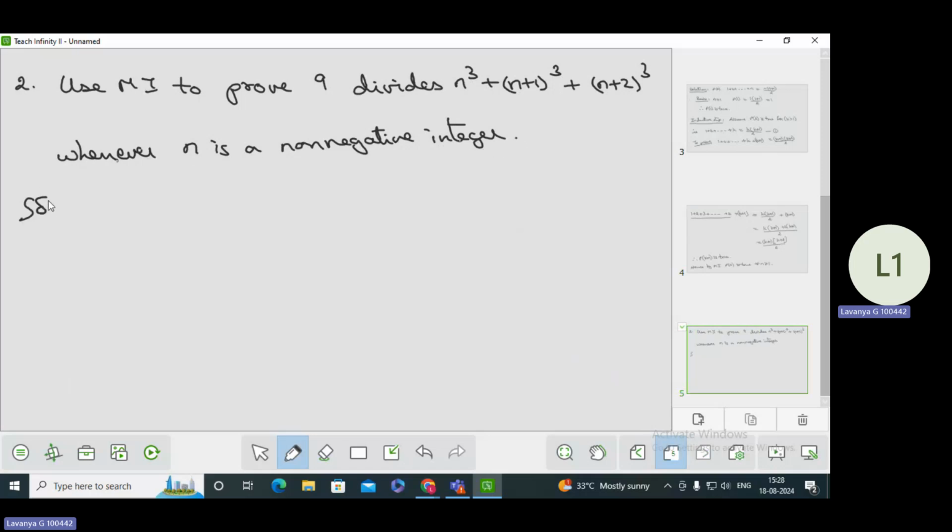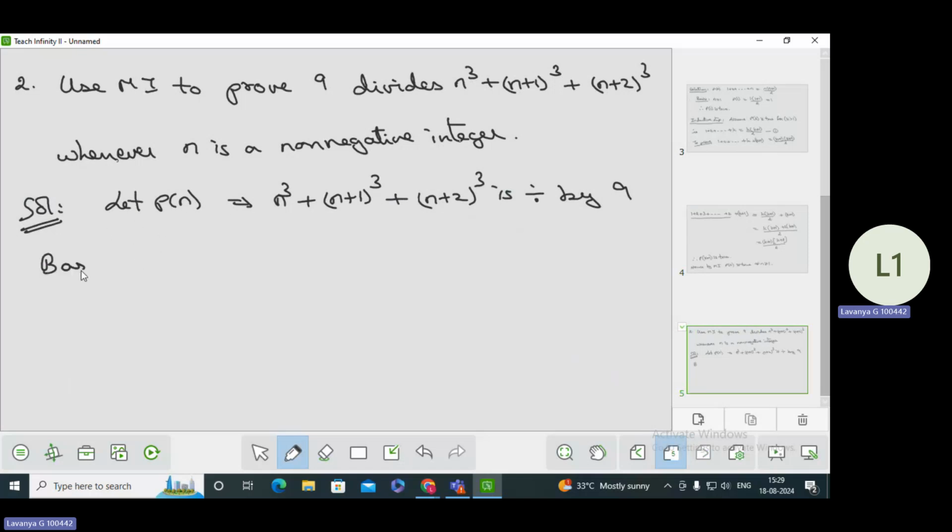Okay. So first thing is we should coin what is our P of n. So let P of n be this statement: n cube plus (n plus 1) the whole cube plus (n plus 2) the whole cube is divisible by 9. So this is my P of n.